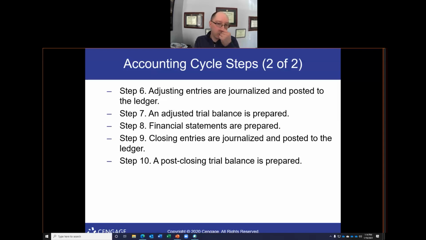Step nine, we close out. We make the closing entries to zero out our temporary accounts. In step 10, we do the post-closing trial balance to make sure that our debits equal our credits after the closing entries. And that is the end of the accounting cycle. Any questions on the accounting cycle so far?